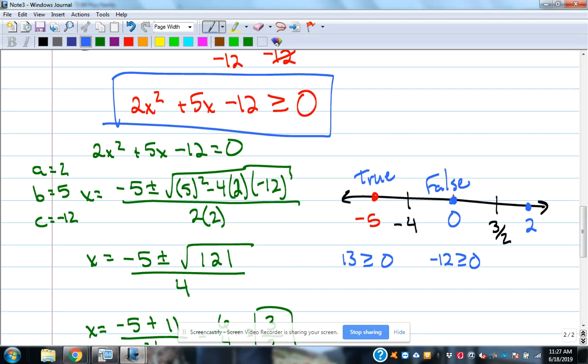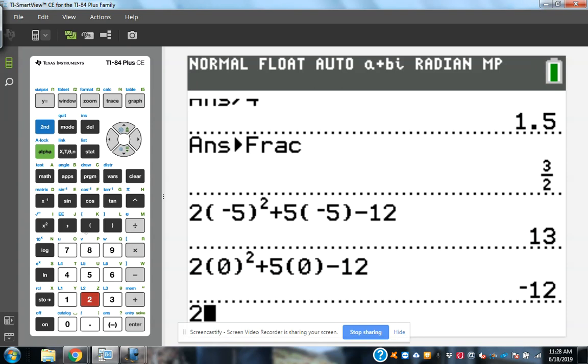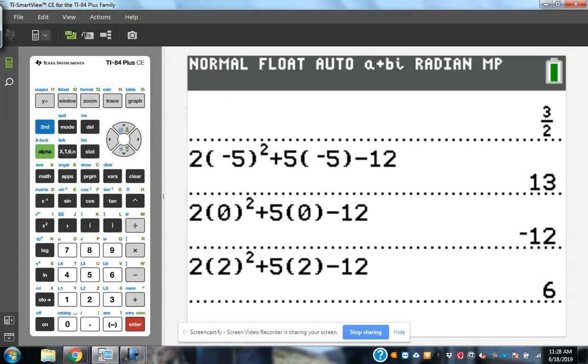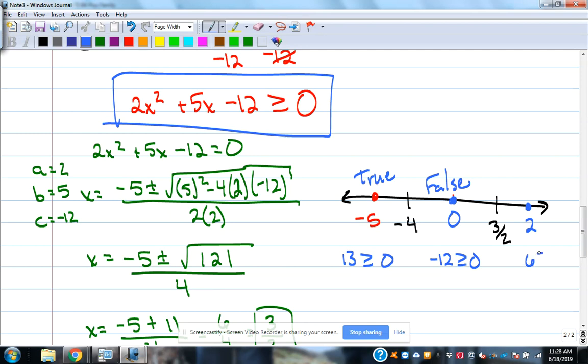It's possible that the numbers to the right of 3 over 2 work, and it's also possible that they don't work. So we got to test that too. On my calculator, I'm doing 2 parentheses 2 squared plus 5 parentheses 2 minus 12. Get that answer. Hey, it's 6. Is 6 greater than or equal to 0? Yes. Okay. So it's important to know that those are included. So they're square brackets.